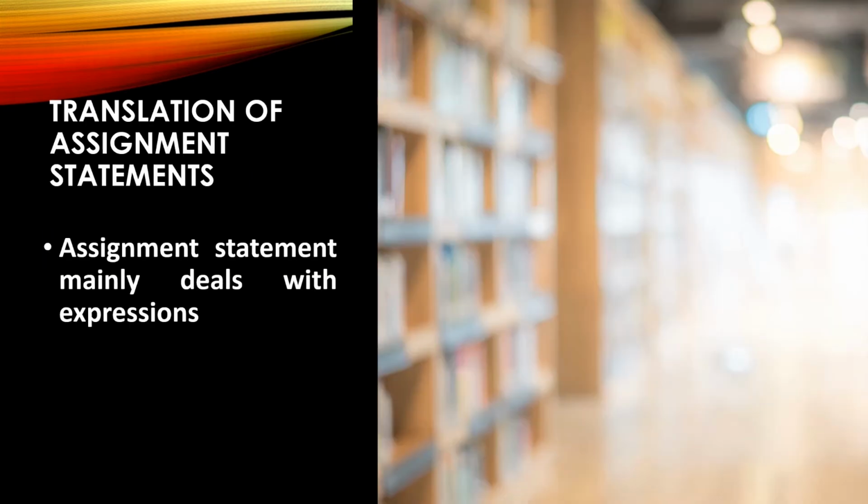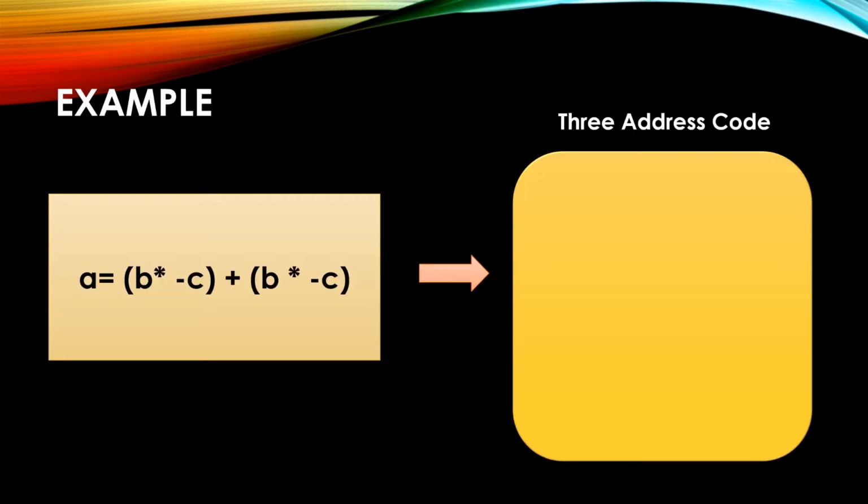Now, let us check with another example. So, this is the example. First, let us write the 3 address code for this expression. First, let us evaluate this unary operator. So, T1 equal to U minus C. Then this unary operator is multiplied with B, that is T1 is multiplied with B and the result is stored in T2.